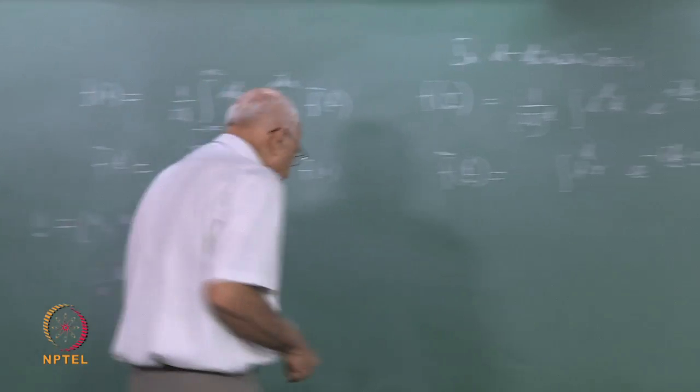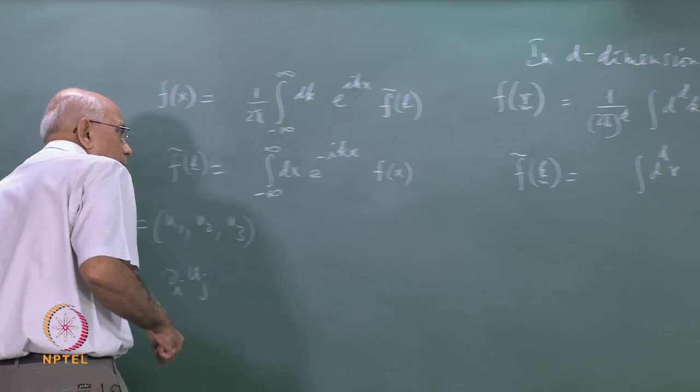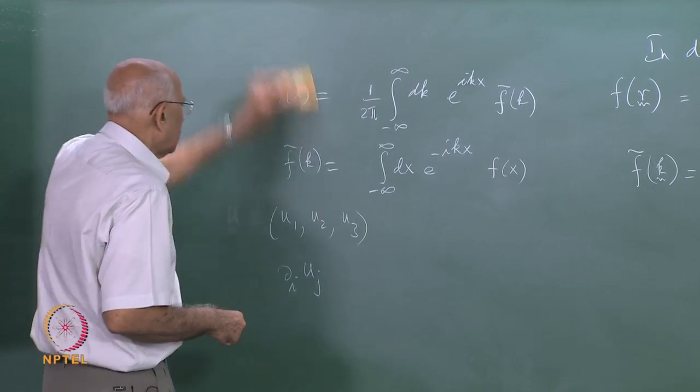Now let us change topics and go on to a very, very important formula in Fourier analysis, and this is the Poisson summation formula.